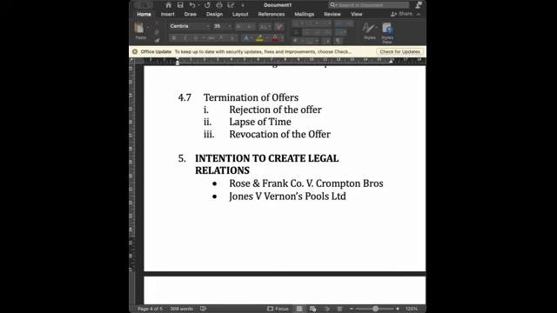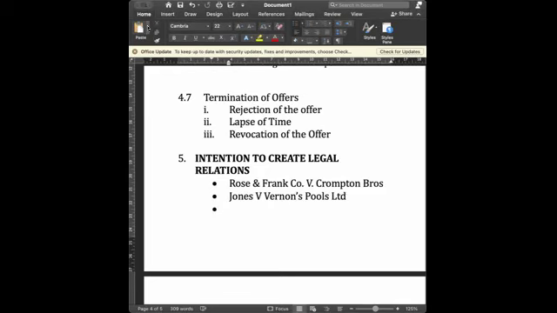Jones and Vernon Pools Limited. You remember that case also, when there were some pools coupons that people had sent in, and the information on the coupon was that all the arrangements are binding in honour only. The court held that because of that statement, binding in honour only, the football coupons didn't create an intention to create legal relations. That's why the first principle is that when the parties themselves have agreed that they don't intend to be bound by legal relations, the court will give effect to that intention. And the authorities are Rose and Frank Company versus Crompton Brothers and Jones versus Vernon Pools Limited. Take note of these cases.